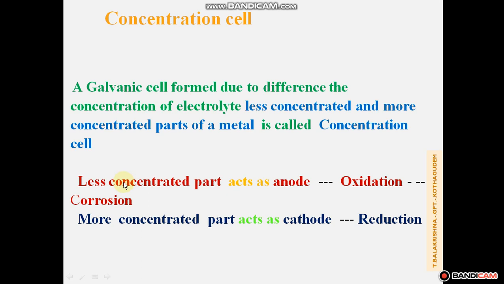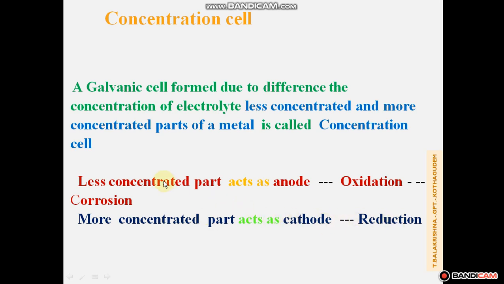This type of corrosion occurs if a metal is exposed to the electrolyte of different concentration. One is a less concentration, one is a more concentration. The less exposed part, or less concentrated part, acts as an anode, nothing but oxidation, and is ready to undergo corrosion. And the more exposed part acts as a cathode, ready to participate in the reduction reaction.